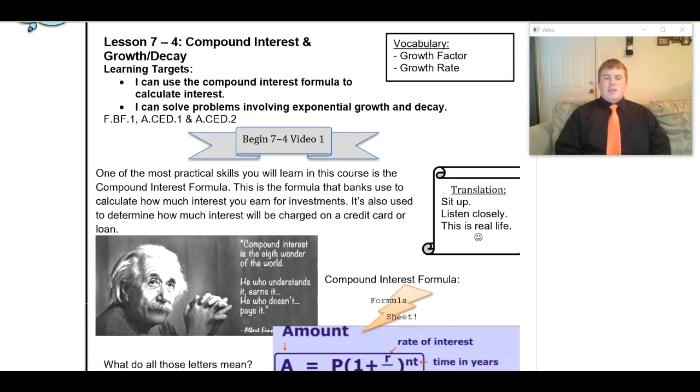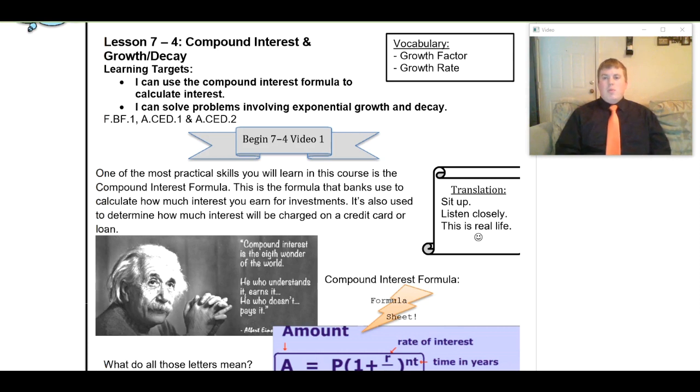Welcome to Lesson 7-4. In this lesson, we are going to focus on how to calculate compound interest as well as how to work with some basic growth and decay formulas for exponential functions. In video 1, we're going to take a look at the compound interest formula.